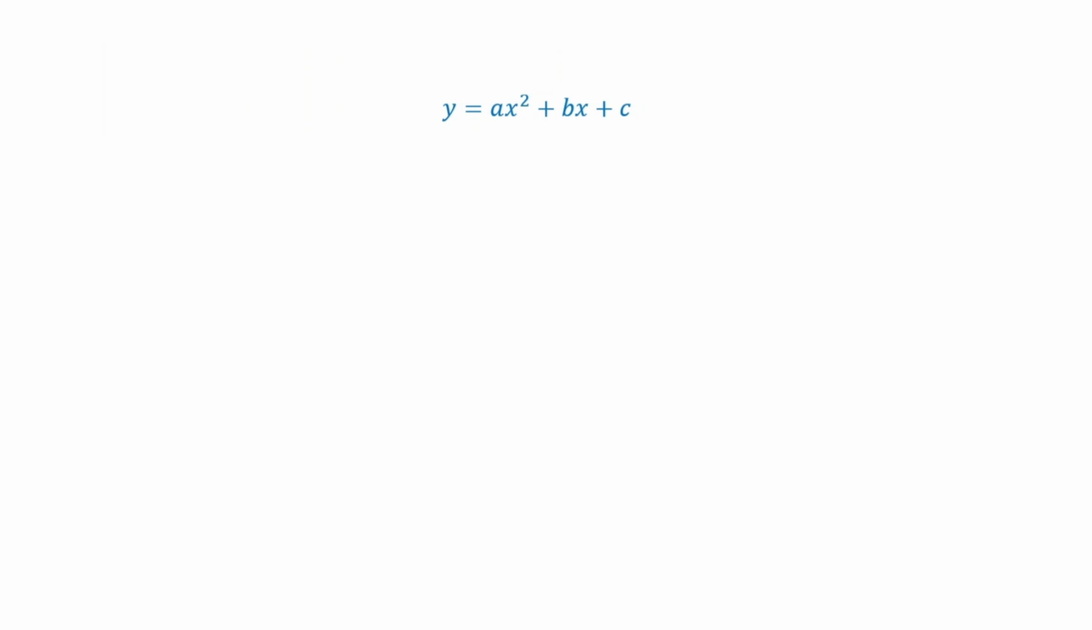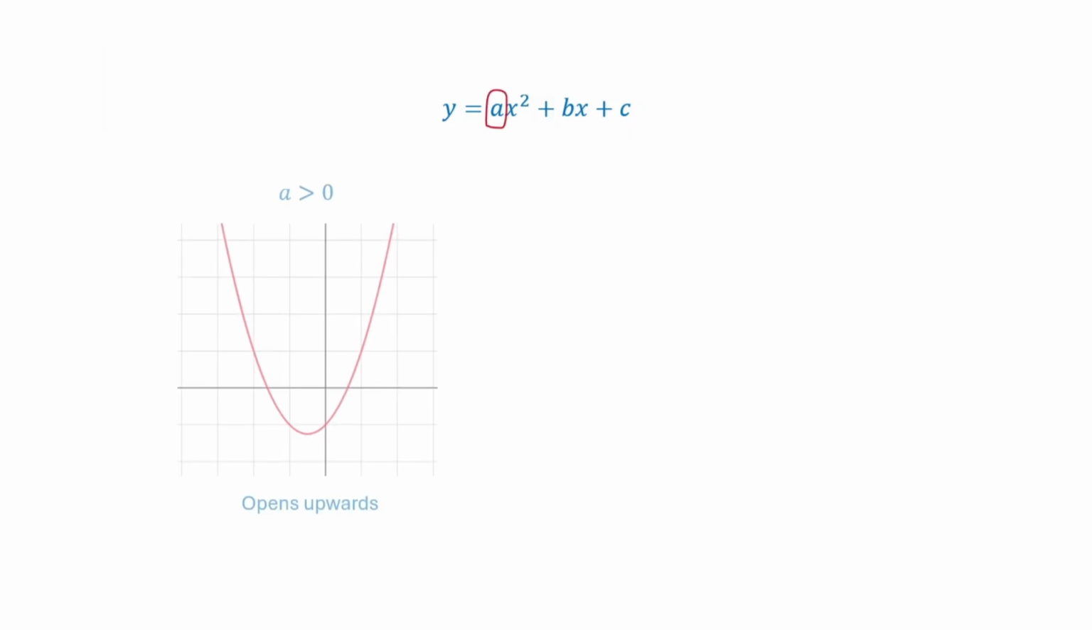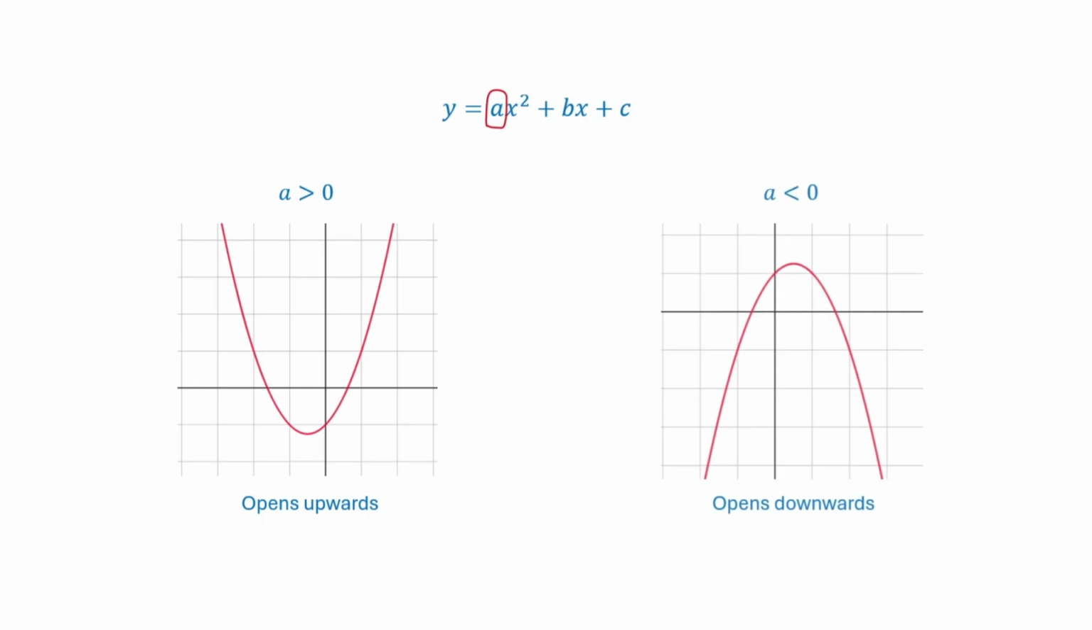Let's get into it. The graph of a quadratic function is called a parabola, and its general form is y equals ax squared plus bx plus c. There are 2 possible cases here, and it all depends on the coefficient a, the coefficient of x squared. If a is positive, the parabola opens upwards. You can picture it as a smiley face. If a is negative, the parabola opens downwards. Picture it as a sad face.